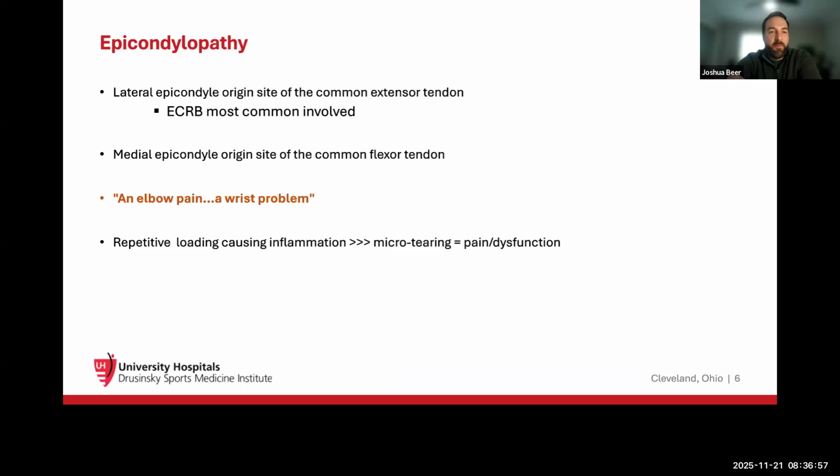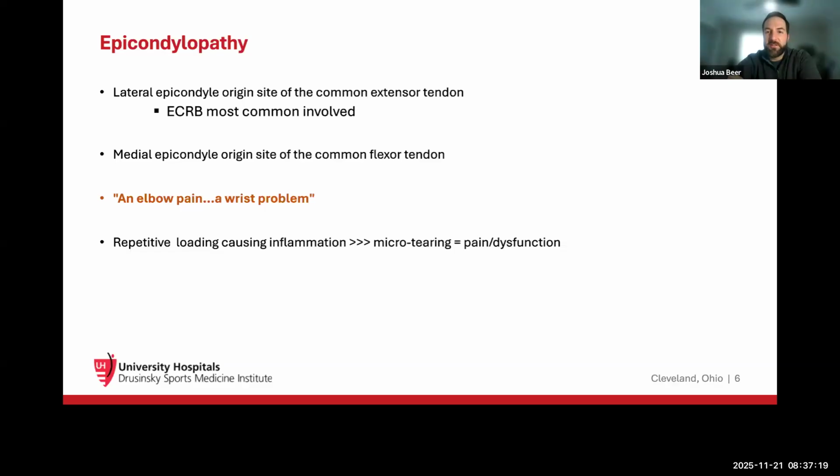So to begin, epicondylopathy. Obviously this is probably the most common elbow complaint that we will see, at least on the adult side of things. For the lateral epicondyle, the origin of the common extensor tendon, with the ECRB being the most common tendon involved. The medial epicondyle, you're going to have the common flexor tendon.